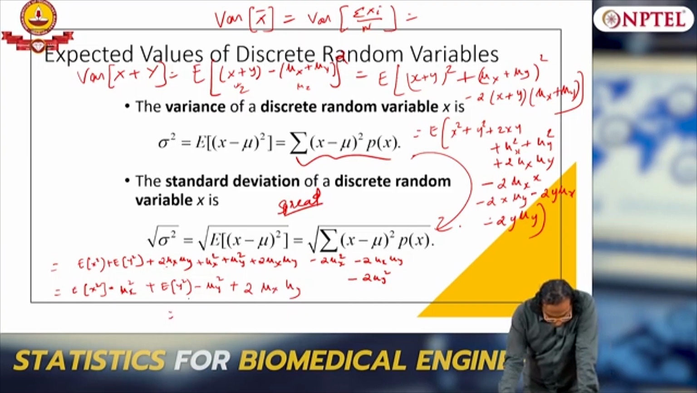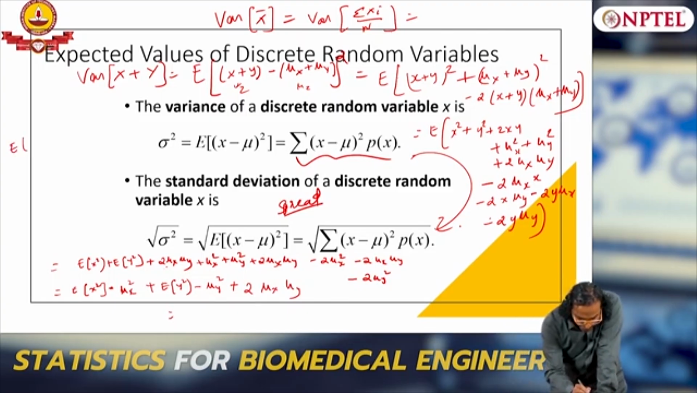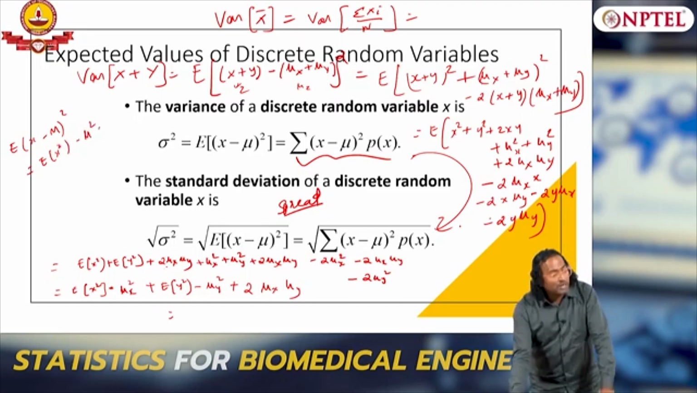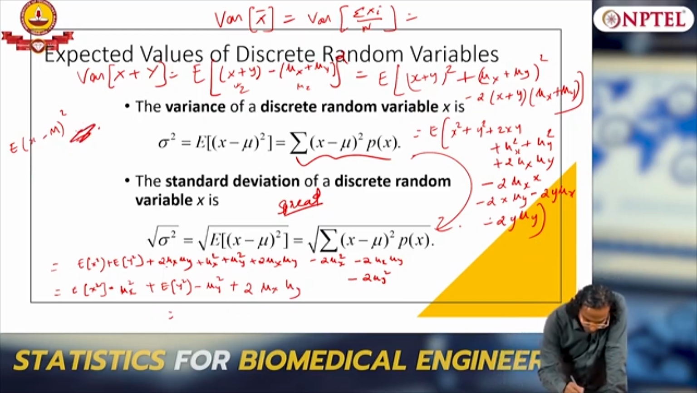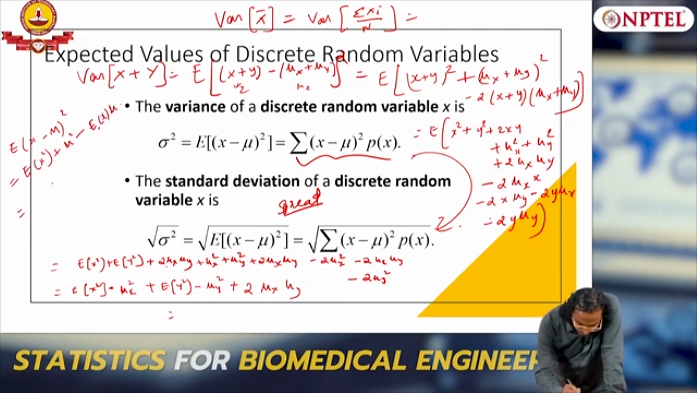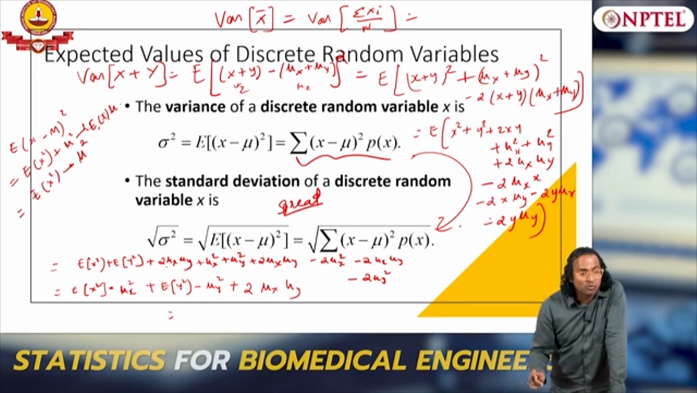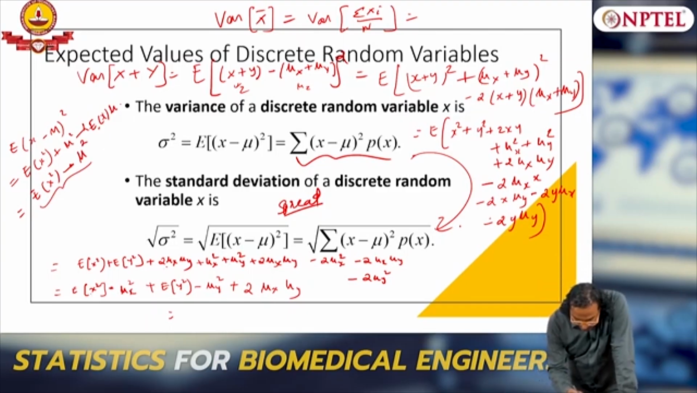Then what is this? What is variance? Variance formula: expectation of x minus mu the whole square. If I expand it, what do I get? Expectation of x squared plus mu squared minus 2 times expectation of x into mu. So what is this? Expectation of x squared minus mu squared, correct. This is 1 mu squared, this is 2 mu squared. So expectation of x squared minus mu squared is nothing but variance of x, this is nothing but variance of y, and this is plus 2 times this covariance.